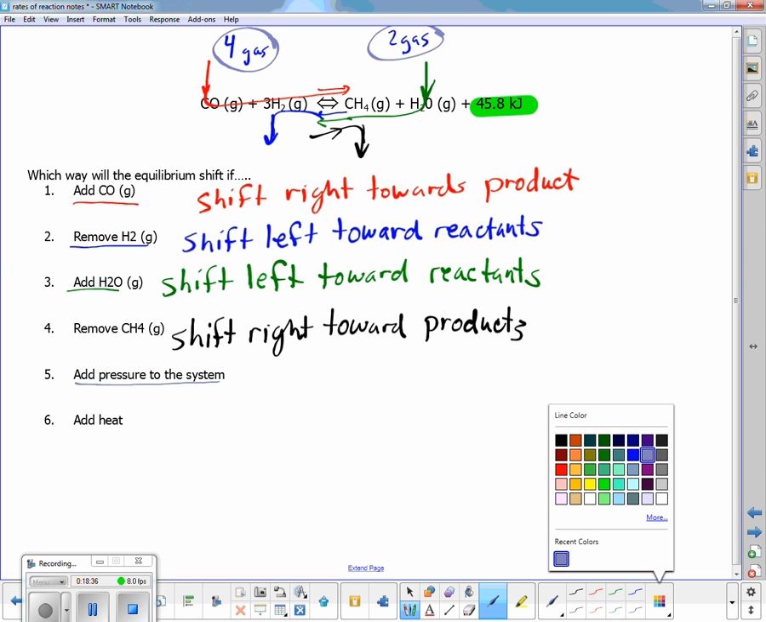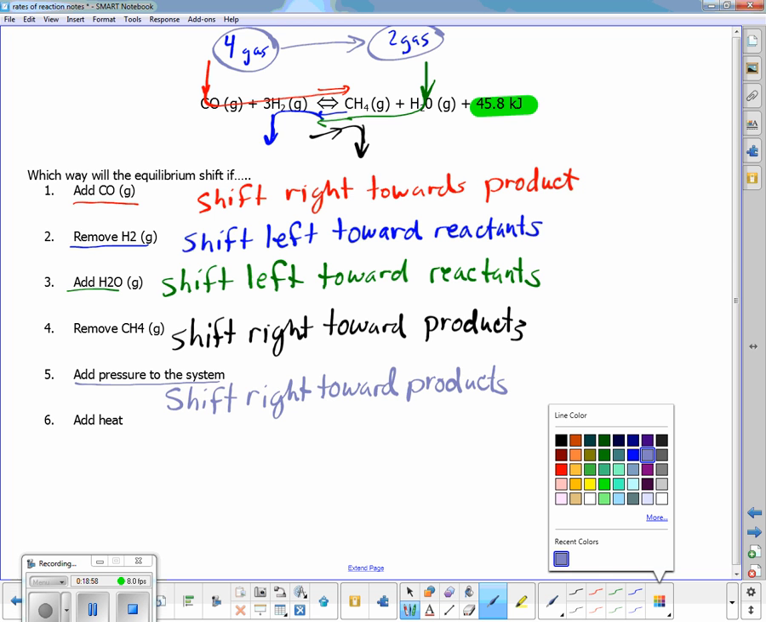Side that has less gas, because more pressure, less gas, takes less room up. So I'm going to shift, which way? Okay, you guys should be writing this down because you got a whole thing that you're going to have to look back and see what happened to this. Toward products, right?